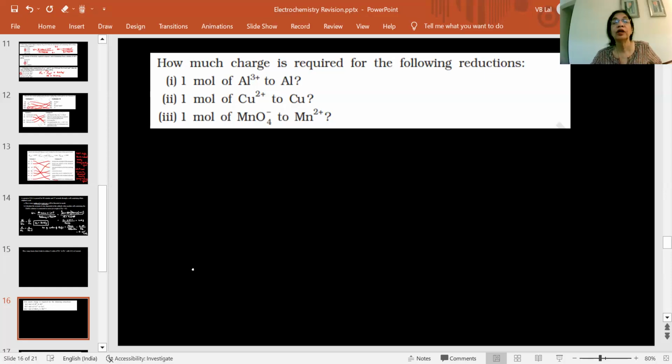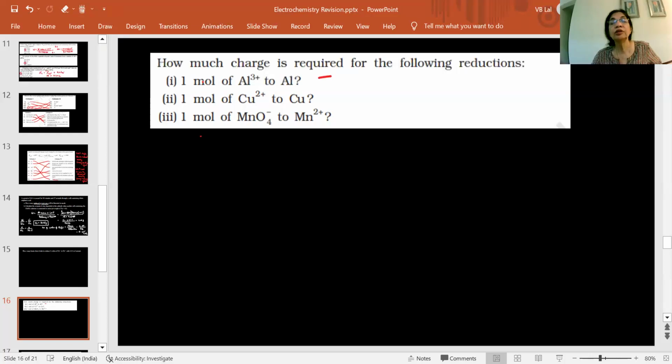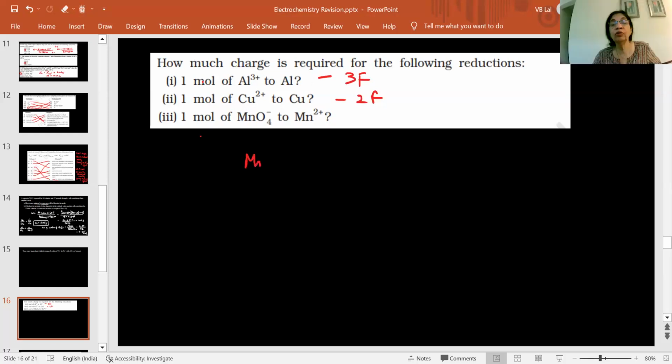1 mole of Al3+ to aluminium. How many Faradays will you need? Right here, how much charge is required? 3 Faraday. 1 mole of Cu2+ to Cu, 2 Faraday. And the last one, what is the answer, ma'am? Third one. So the last one, MnO4- to Mn2+.